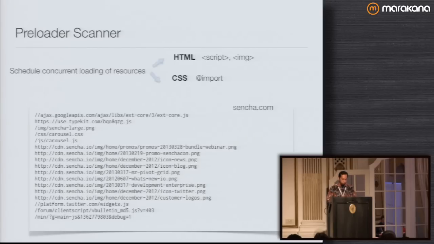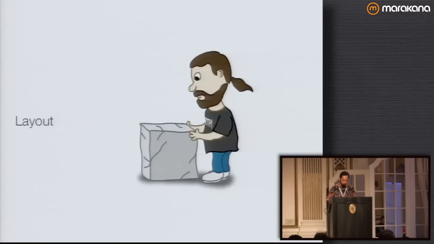This is an example where if I just open sencha.com, there's a bunch of resources that are fetched even before the document is completed. Very useful to optimize network performance. So that's the loader. We got data, it's been tokenized, it's parsed, and we got the DOM tree.